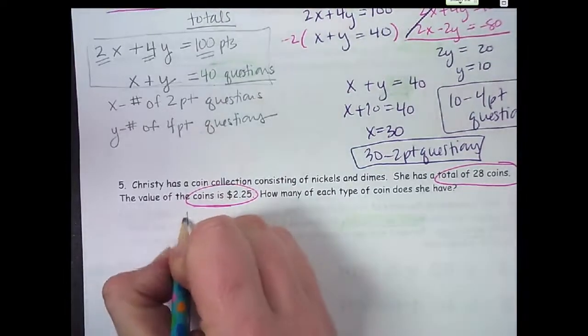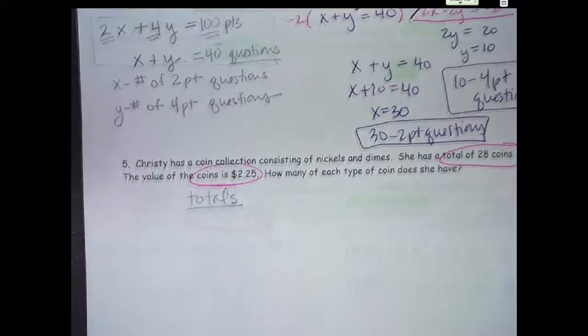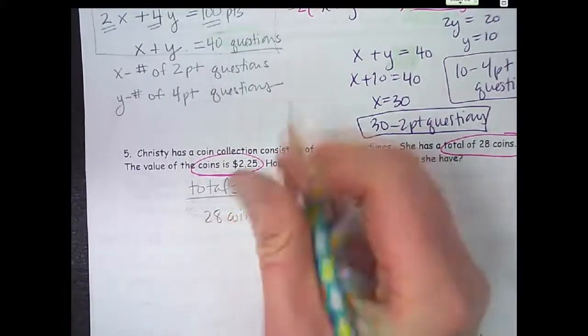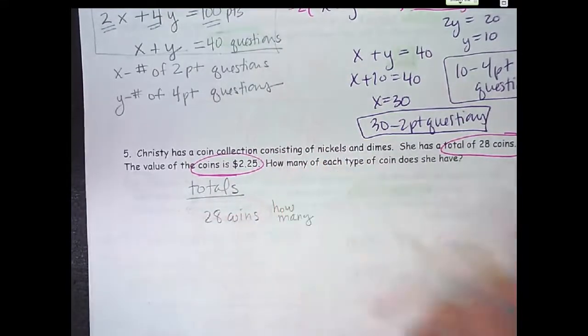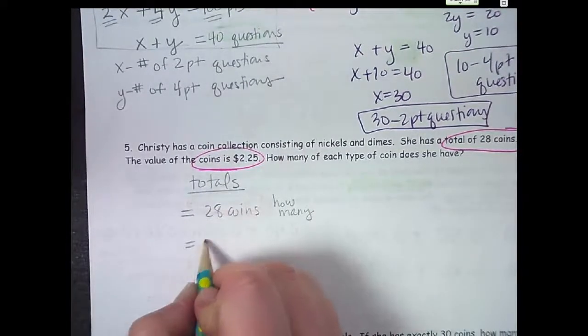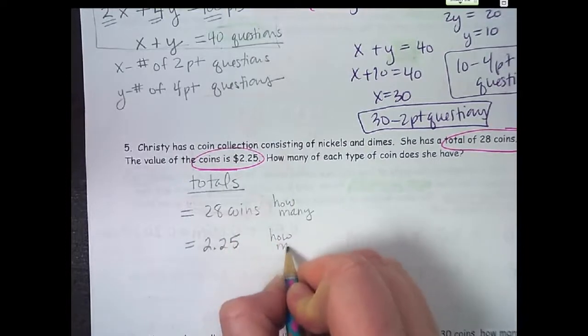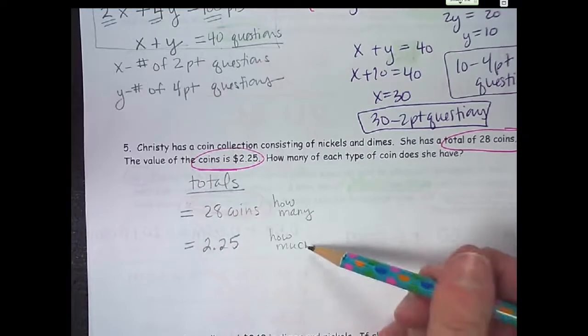Your setup is the same. Totals. I have 28 coins. That answers the question, how many? What's my other total? 225. And that answers the question, how much? Okay, so when you're doing the money one, which there is a money one on your test, you can say how many and how much. How many coins do I have? How much money do I have?